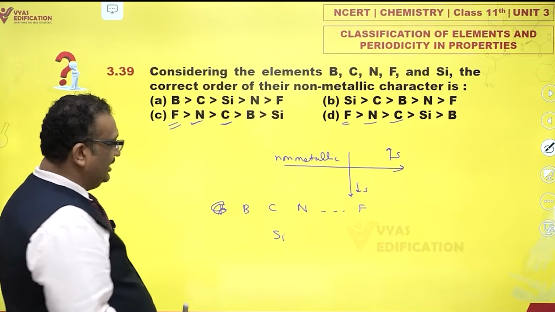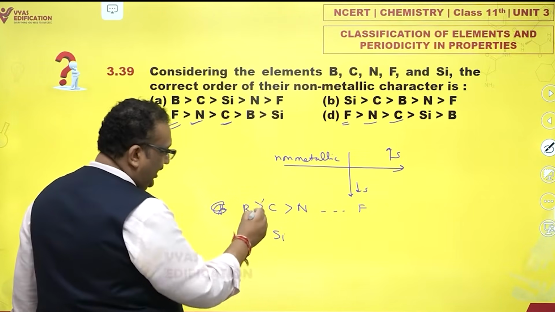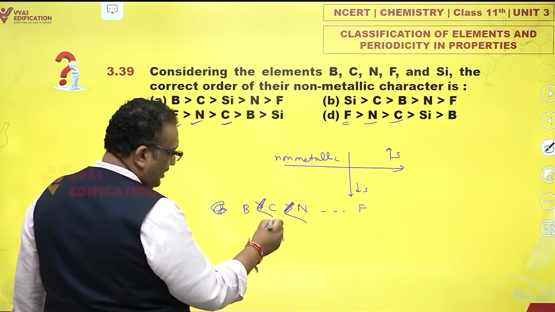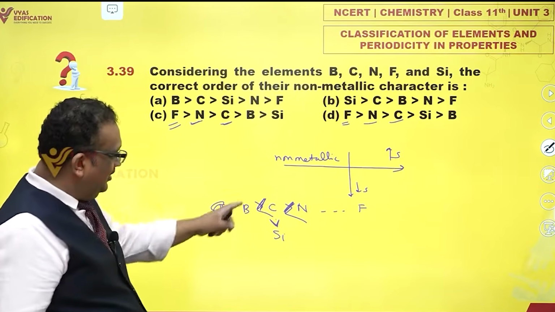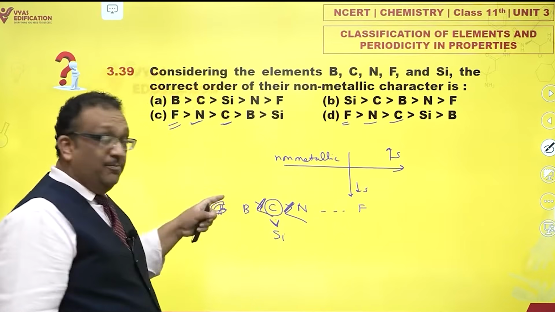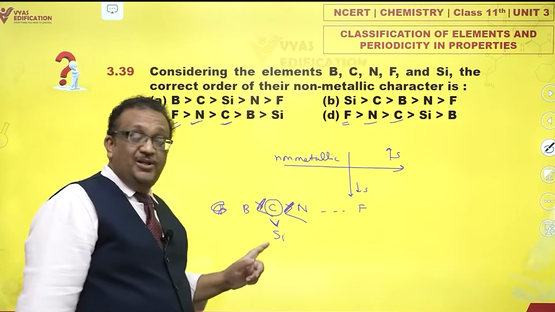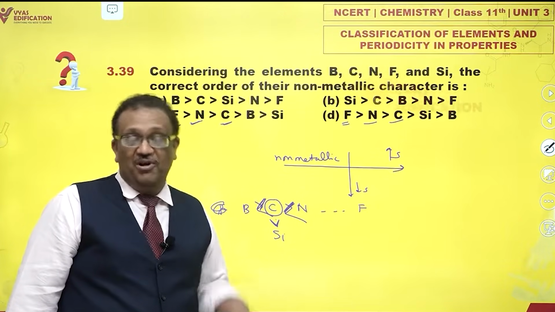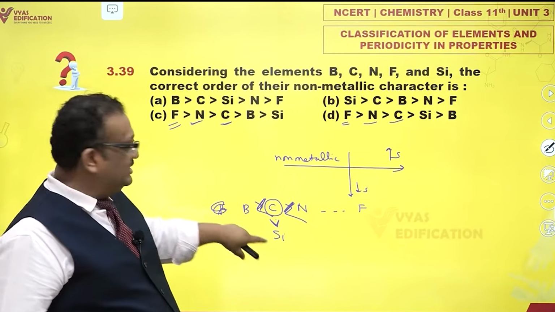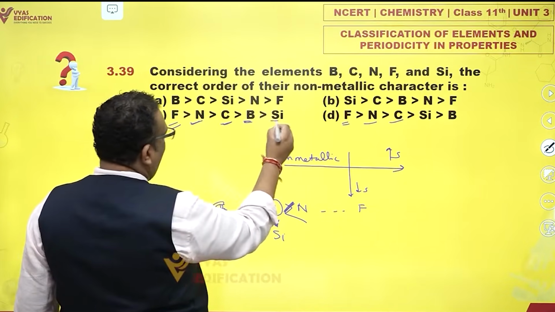The way it is traveling like this, you find that non-metallic character increases here. And non-metallic character also decreases here, because metallic character increases here. So carbon is more non-metallic than silicon as well as boron. How do we compare boron and silicon? Down the group, the change is more drastic as compared to across the period. Silicon is sometimes called a metalloid. Boron is a classical non-metal. So boron would be more non-metallic as compared to silicon.